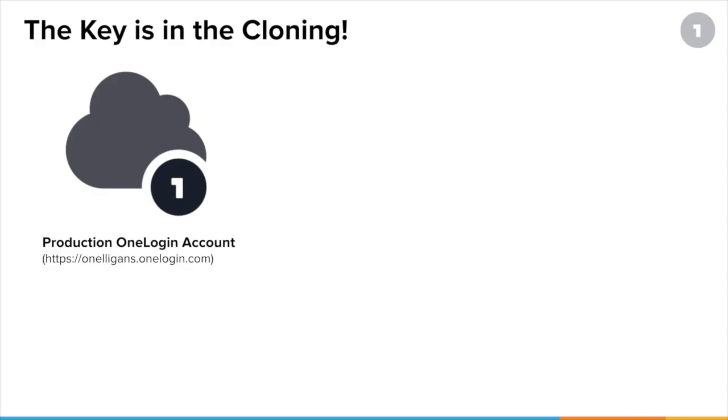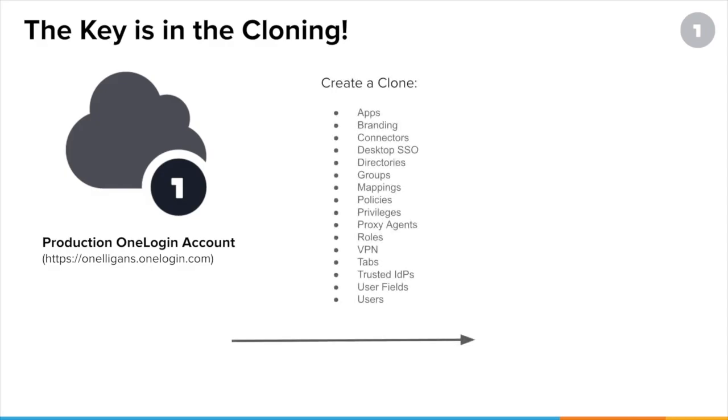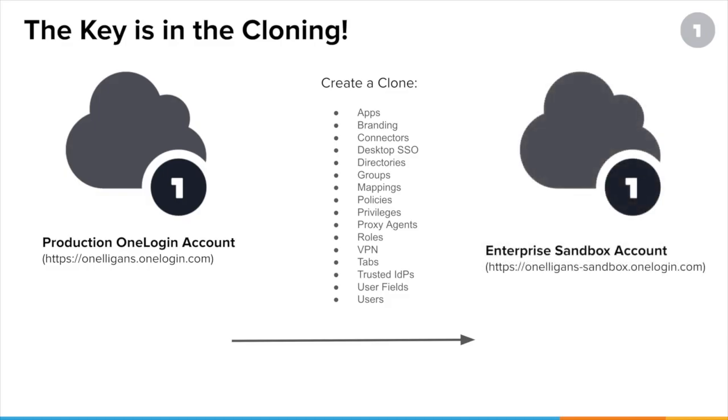Once your account is enabled for Enterprise Sandbox, you can clone it at any time. All your apps, branding settings, connectors, users, etc. will be copied into a separate OneLogin account with its own URL. So you can see here, a prestigious law firm, OneLogin, has an Enterprise Sandbox that can be accessed through OneLogin-sandbox OneLogin.com.